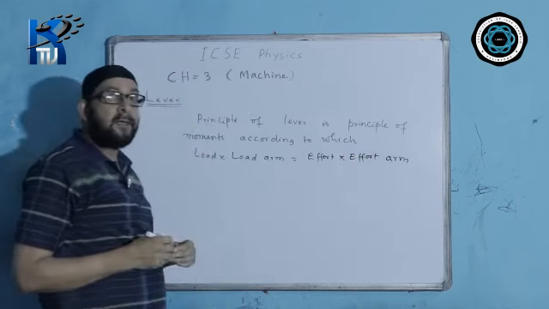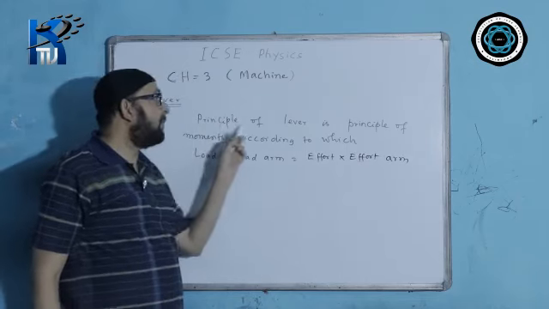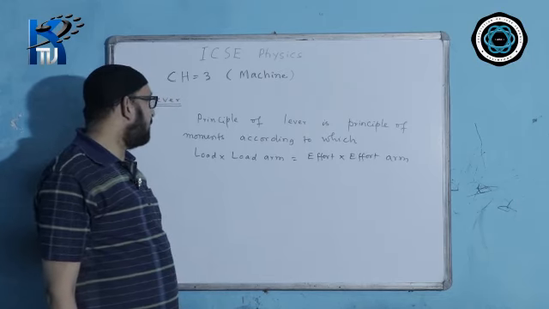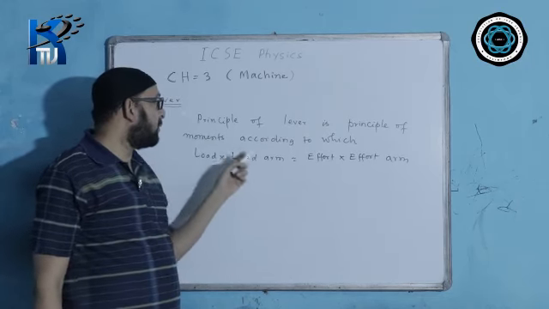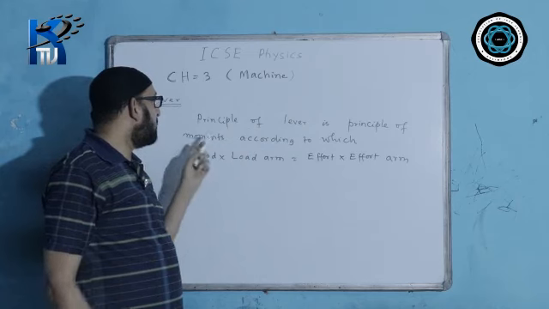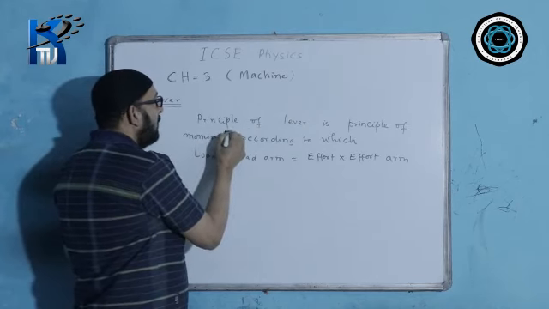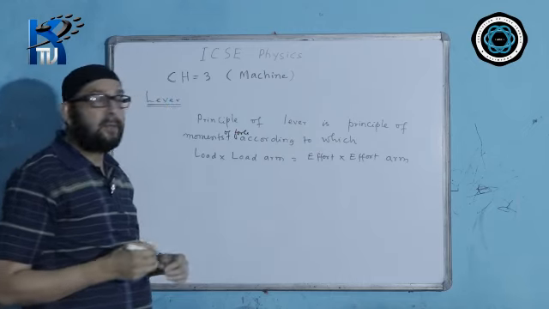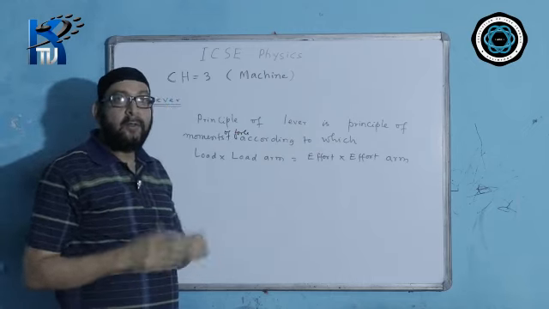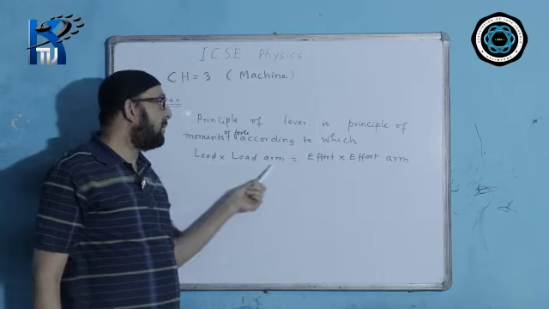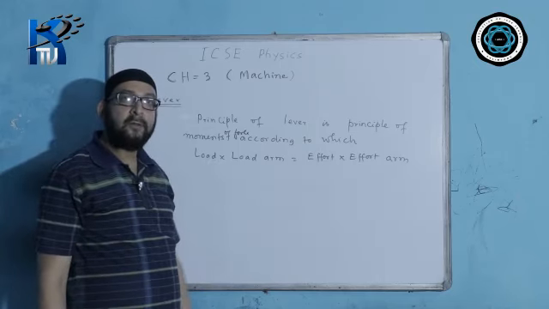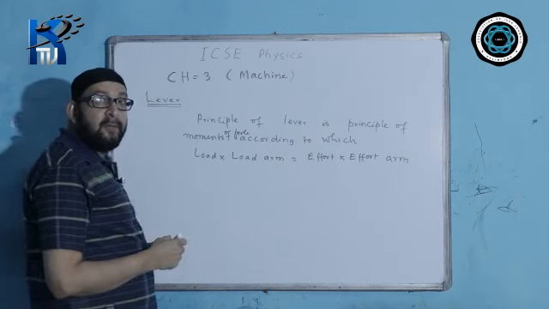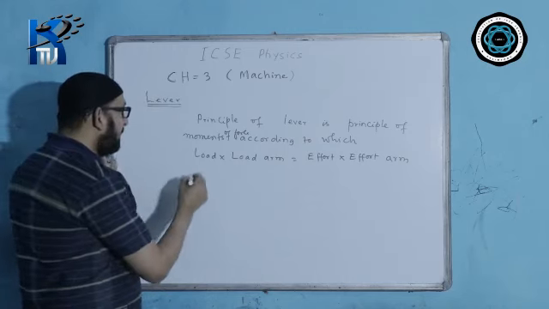If a question comes in ICSE like this, what is the principle of a lever, or name the principle of the lever, we can say the principle of the lever is the principle of moments of force, according to which load into load arm is equal to effort into effort arm. If we say only this much, load into load arm equals effort into effort arm, that is also well and good. So now from here we find the mechanical advantage of a lever by this method.